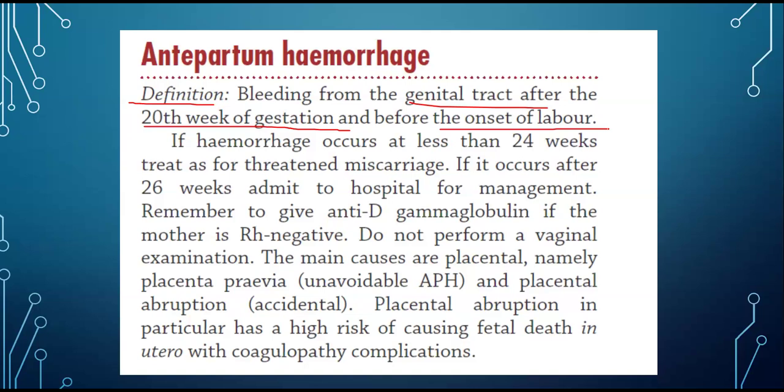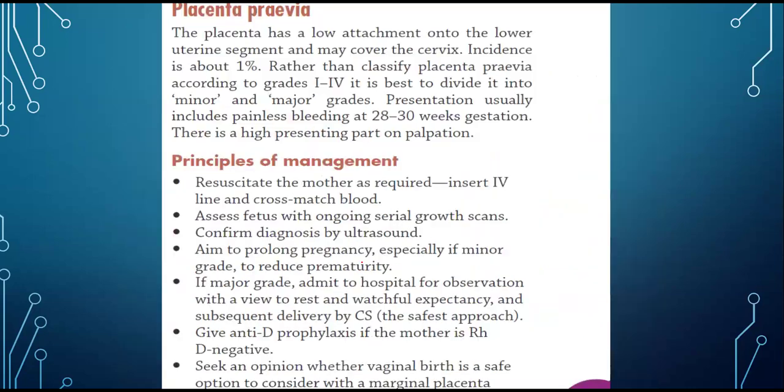So from the 20th week of pregnancy up to labor, if during this time a patient has per vaginal bleeding, that's antepartum hemorrhage. We say that if hemorrhage occurs at less than 24 weeks, then it is called miscarriage. There are mainly two causes of antepartum hemorrhage, which are placenta previa and abruption of the placenta, or abruptio placenta. Both of these are very, very important for the exam.